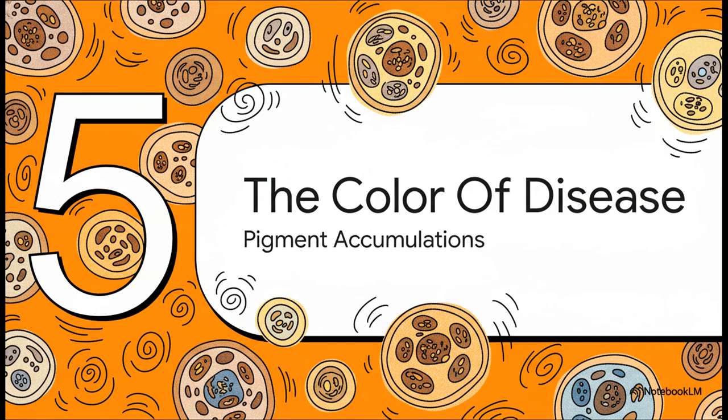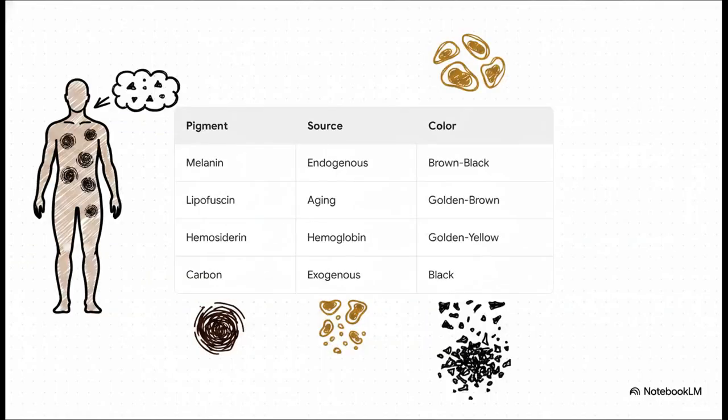Section 5, The Color of Disease, Pigment Accumulations. Okay, let's dive into this colorful taxonomy. Pigments can be endogenous, meaning they originate from inside the body, or exogenous, meaning they come from the outside. Melanin naturally gives a brown-black color.